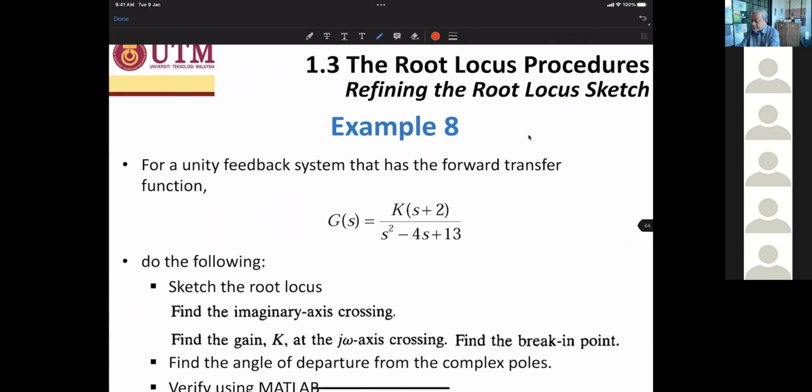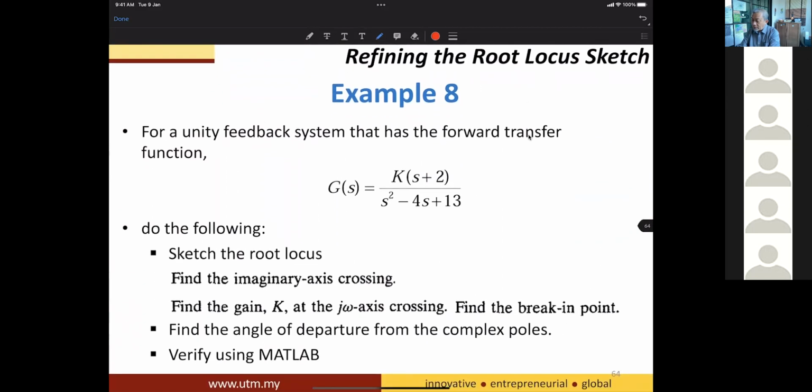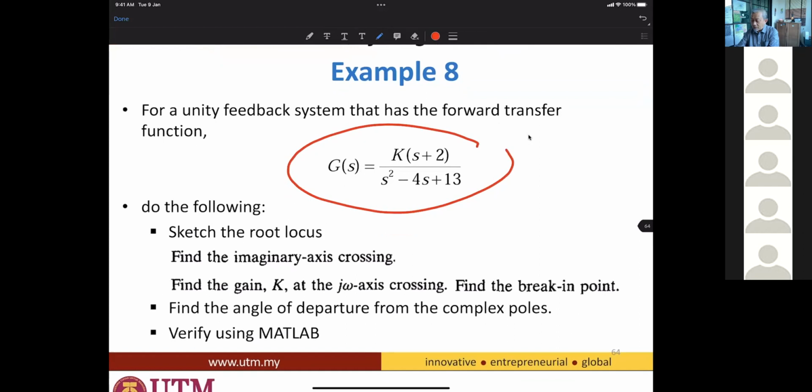Example 8. For a unity feedback system that has the forward transfer function here, sketch the root locus, find the imaginary axis crossing, find the gain K at the jω axis crossing, find the break-in point, find the angle of departure from the complex pole, and verify it using MATLAB. Usually the plot is given, so let's draw the plot of the root locus using MATLAB.